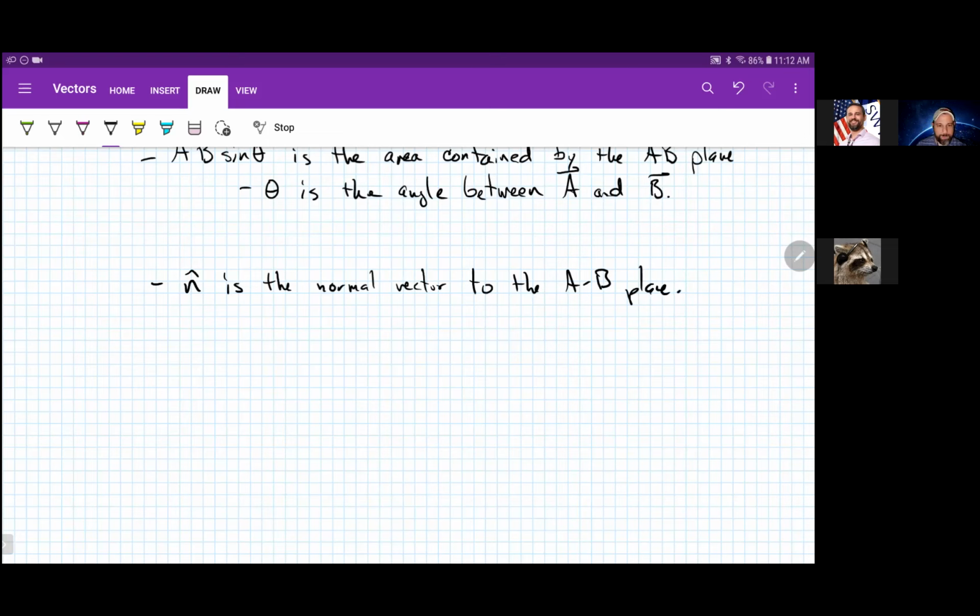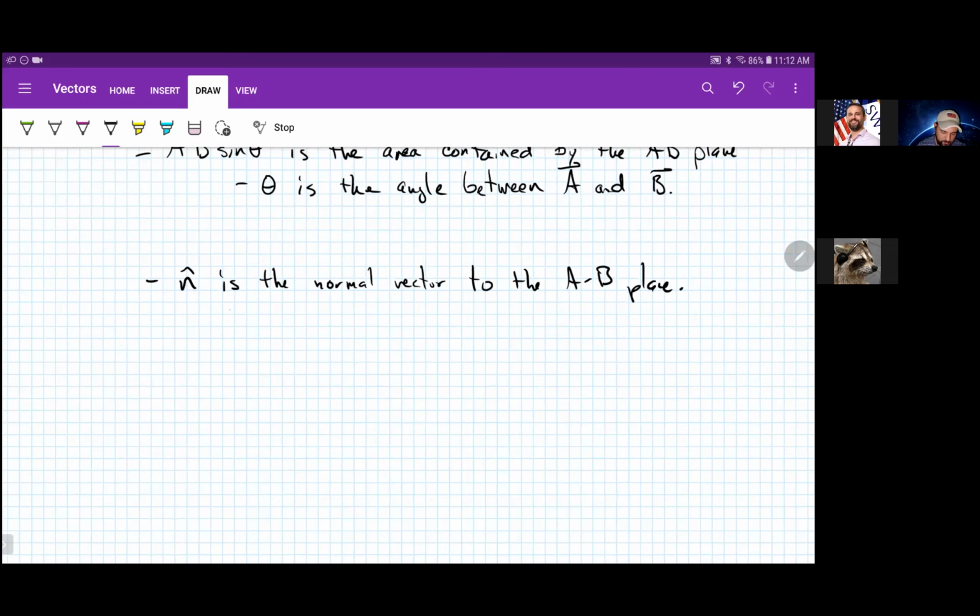AB plane. And it's perpendicular to both A and B. That's what normal means. To both vectors A and B.